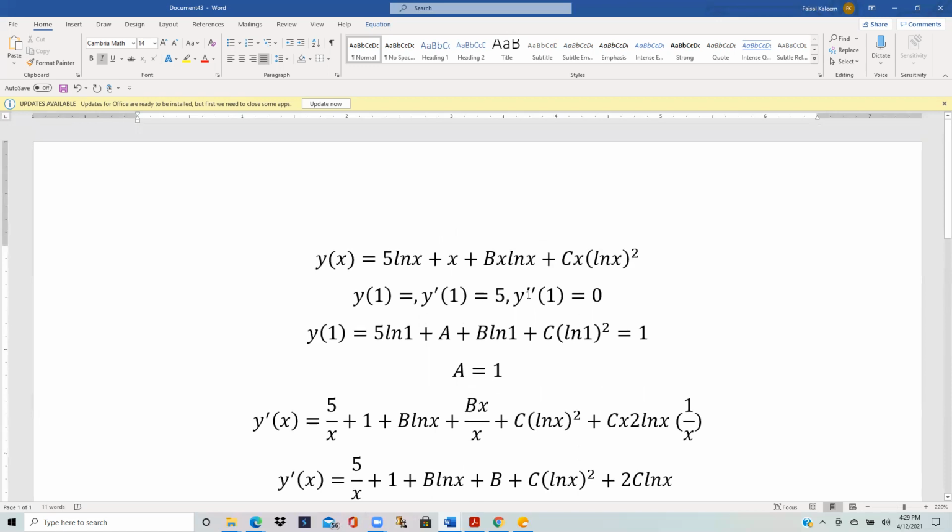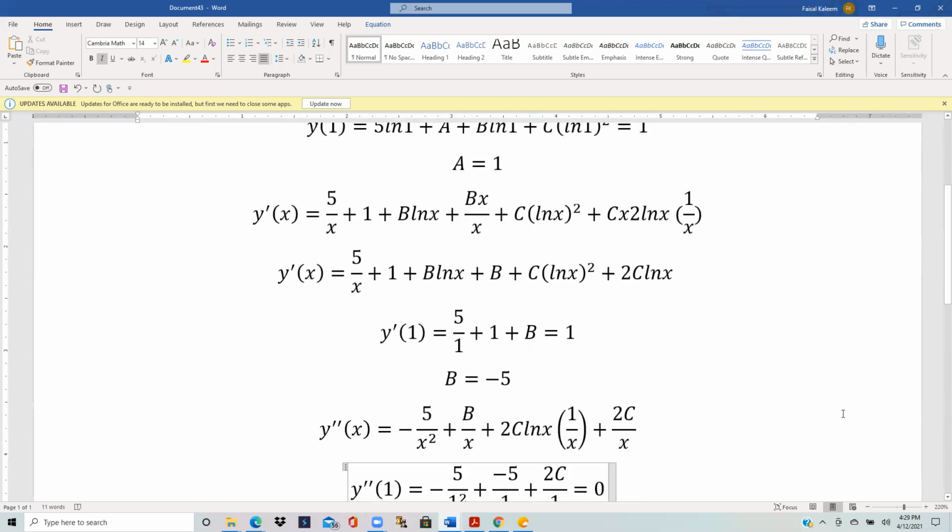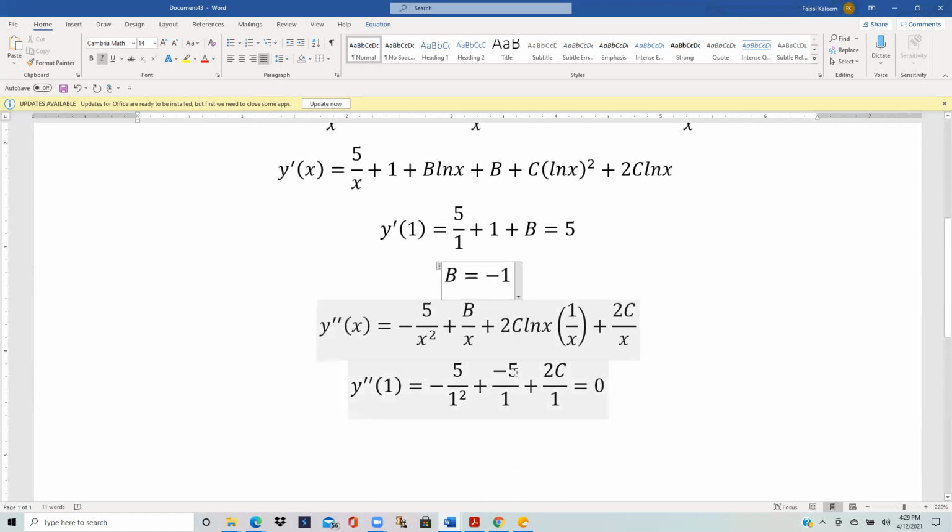Oh, I think I made a mistake here. Y prime 1 was 5. So this thing was 5. And so that will give me b equals negative 1, not negative 5. And this is negative 1. Okay. So now from here, I see that 2c, this is 2c, this is negative 1, this is negative 5. So 2c is negative 6.